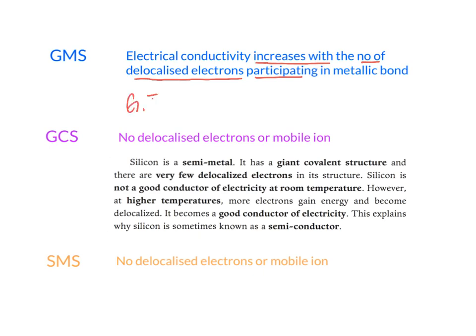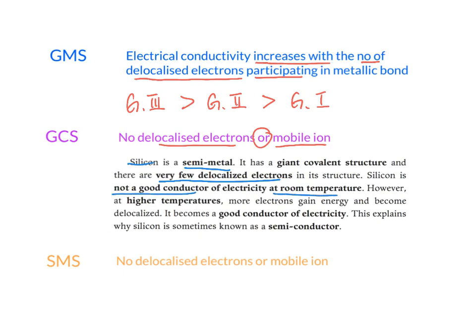In general, group 3 will be stronger than group 2, which will be stronger than group 1, because group 3 has more delocalized electrons than group 1. For giant covalent structures, normally they have no delocalized electrons or mobile ions, so they have zero electrical conductivity. But as mentioned just now, silicon is a semi-metal, so it has very few delocalized electrons and is not a good conductor at room temperature. However, at a higher temperature it becomes a good conductor of electricity. We call that a semiconductor.